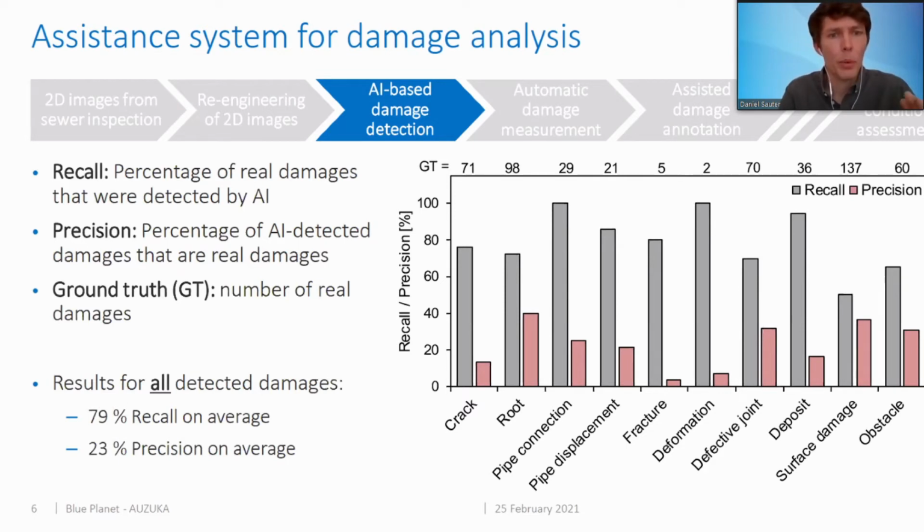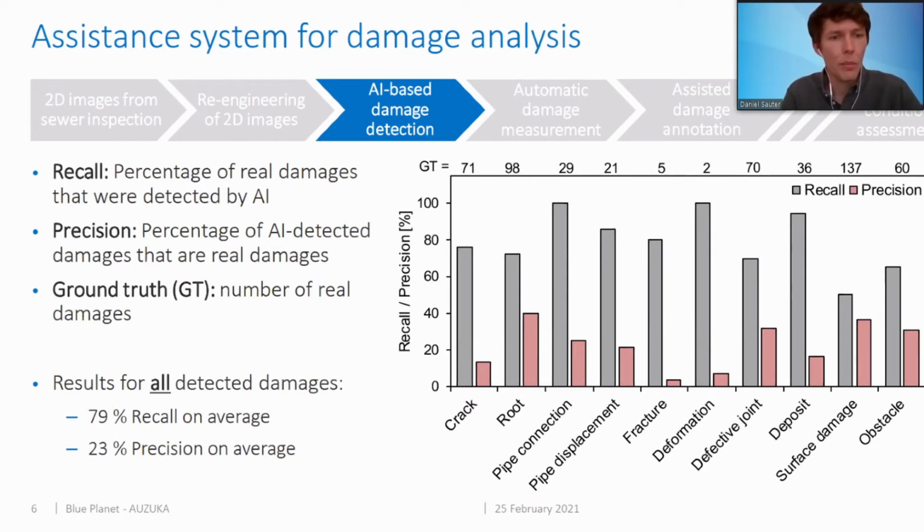The recall is the percentage of the real damages that could be detected with our AI. And the red columns are the precision, and the precision is the percentage of the AI detected damages that are real damages, because there will always be false positives as well. And these are the results for all the damages that were detected by the AI. And we see that the recall is quite high.